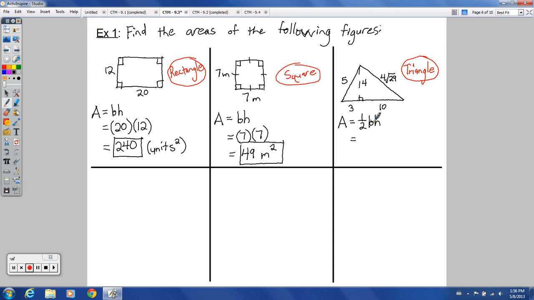So find perpendicular parts. That's what you're looking for. 5 is not perpendicular to anything. It's not saying that's perpendicular to any one of these sides, so don't use that.